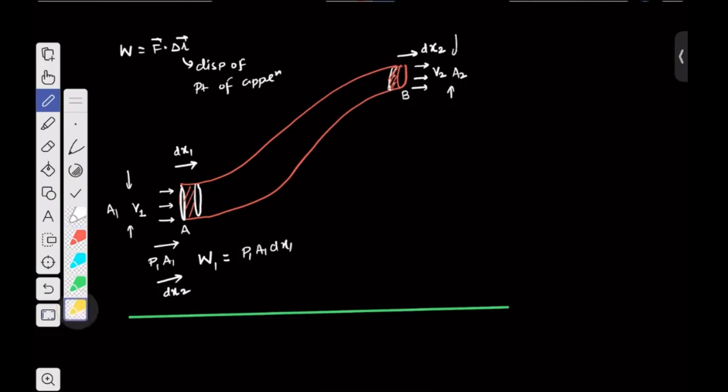But at the other end, if you see, the pressure forces will be acting like that. P2. What pressure forces? The one that is applied by the surroundings, not the one applied on the surroundings. So it is going to be P2 into A2. But you will find the displacement here happens in the opposite direction, which is dx2. So the work done here, W2, if I write it down, is going to be minus P2 A2 dx2.